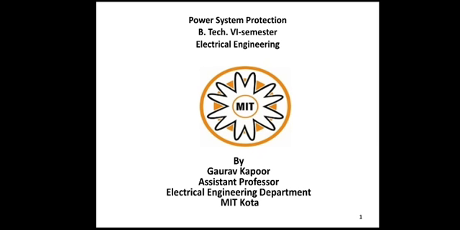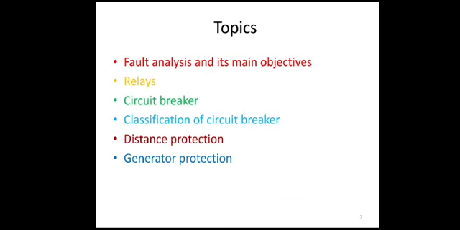Today we will discuss few topics of the power system protection, and the topics are fault analysis and what are the main objectives of fault analysis. The second topic is relay, third one is circuit breaker, and fourth one is the classification of circuit breaker. Next one is distance protection, and then generator protection.